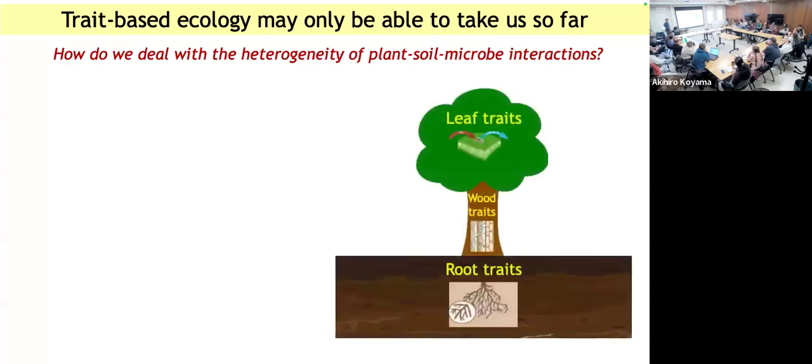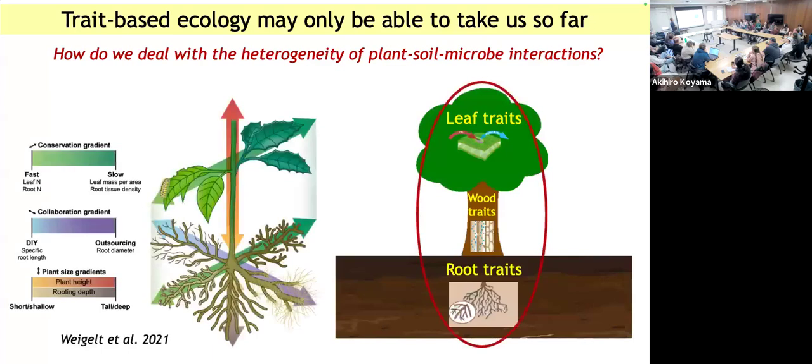And so what we often use is just simplifying frameworks where we look at traits. For example, we might look at how leaf traits and wood traits interact with root traits and how these lead to different gradients. You have a conservation gradient or a collaboration gradient. These conceptualizations are a first pass at trying to understand the diversity of form and function of plants and how we can start to think of them in concrete ways to make some predictions about the land carbon sink.